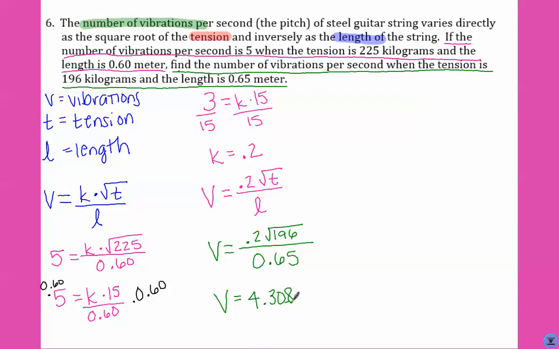Rounding to 3 decimal places is fine when you have a long decimal that goes on. And then finally make sure you include your units. So this was vibrations per second.